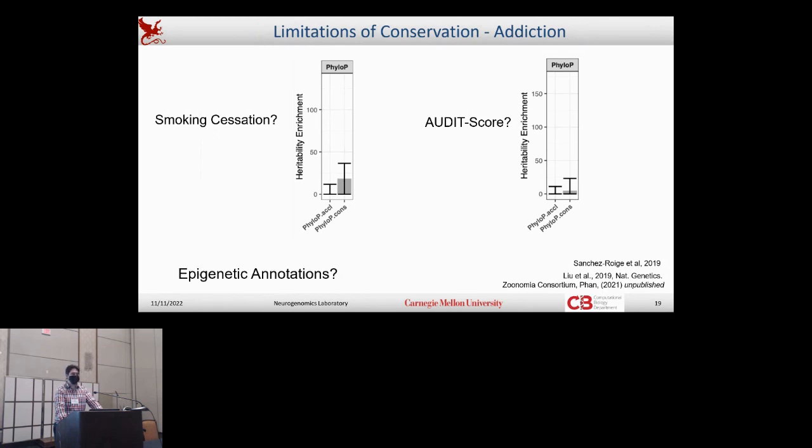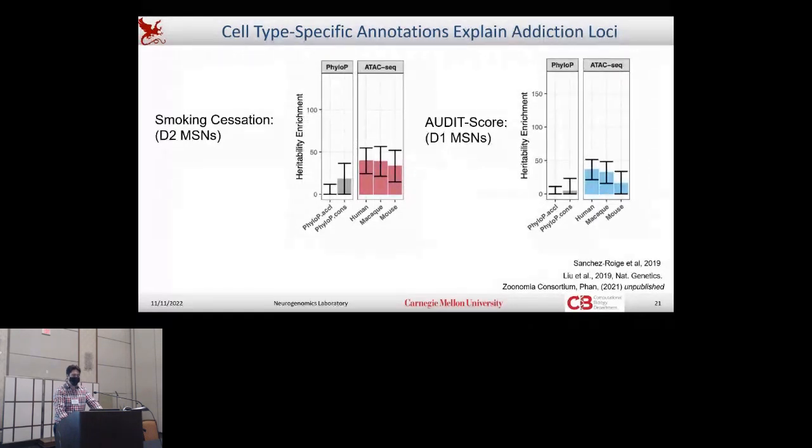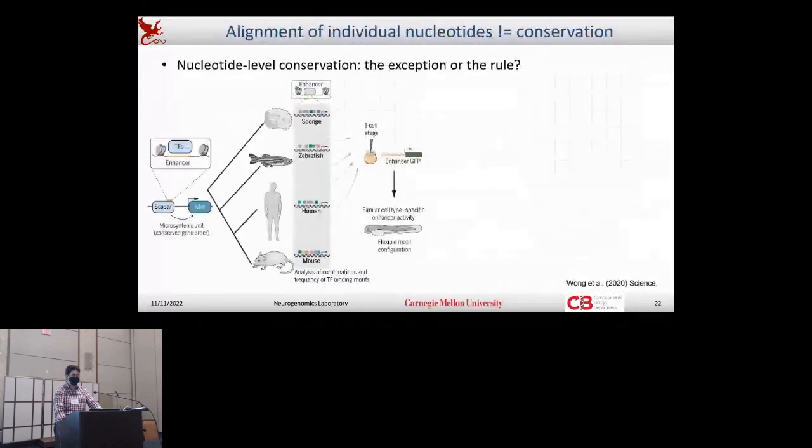And so then we went on to epigenetic annotations. And as you might imagine, we actually got much better signal there. So for example, D2 medium spiny neurons, a particular neuron subtype, we saw high enrichment in open chromatin that's specific to that cell subtype. We also saw relatively strong enrichment of audit score problematic drinking in these D1 medium spiny neurons. And we started to put together maps linking specific neuron subtypes to these different traits. But we couldn't really let the conservation angle go.